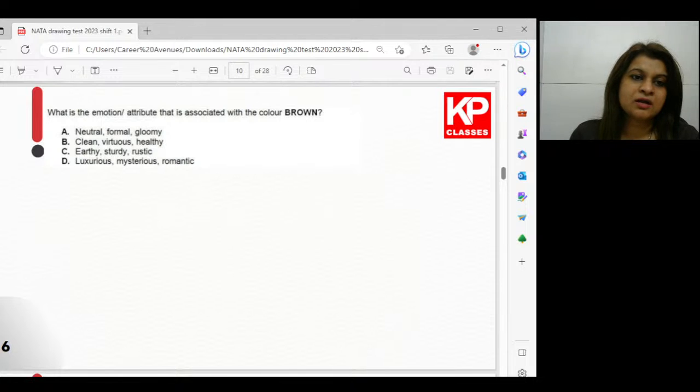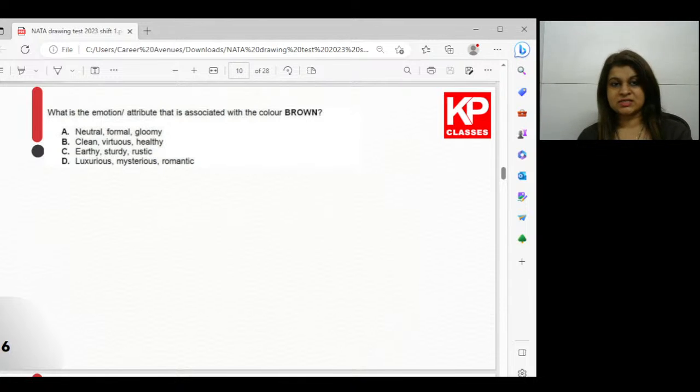So the options are neutral, formal, gloomy. A lot of students might think that since brown is a neutral color, maybe option 1 is right. No, option C is right. Why is it right? Because it's earthy. Brown signifies the soil. It signifies the trunk of the tree, and it also signifies rustic.